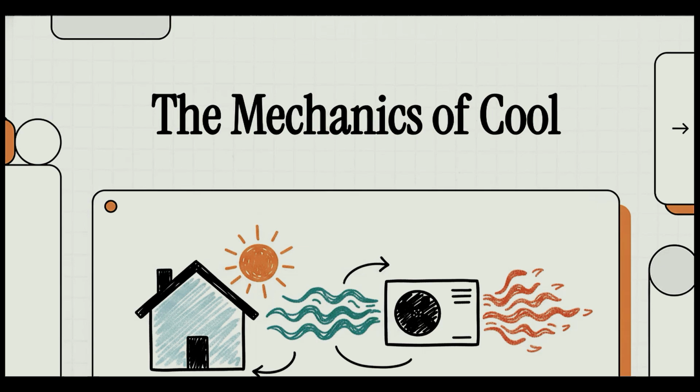Welcome to the Explainer. So you're sitting inside on a sweltering summer day, right? The sun is just absolutely baking your house, and you've probably wondered exactly how your home stays so perfectly chilled. Well, today we're unpacking the beautiful engineering blueprint of central air conditioning. We're going to break down the exact mechanics of how a system keeps an entire building cool even when the outdoor temp is actively working against you.